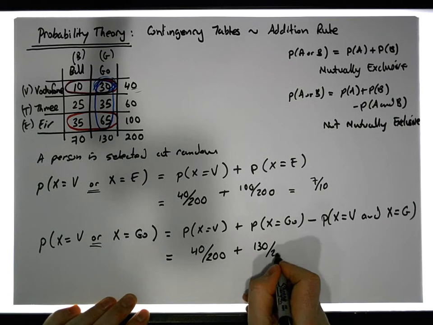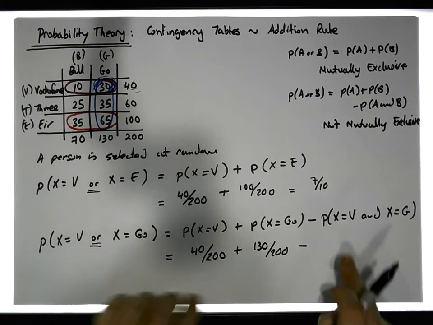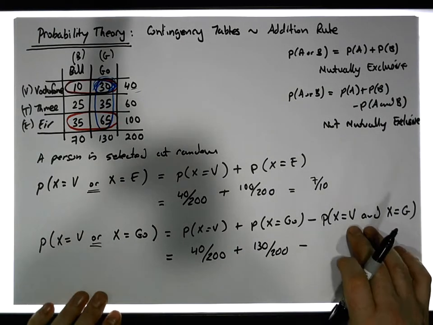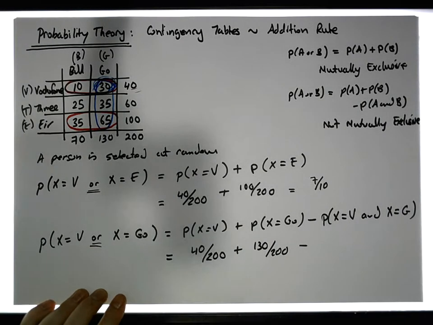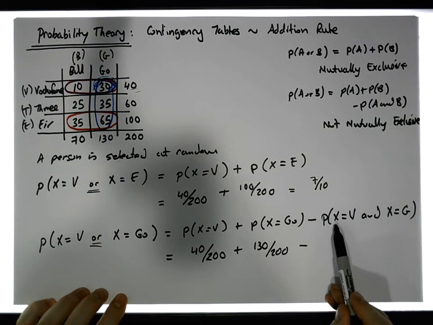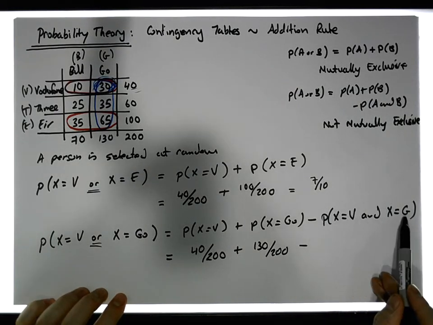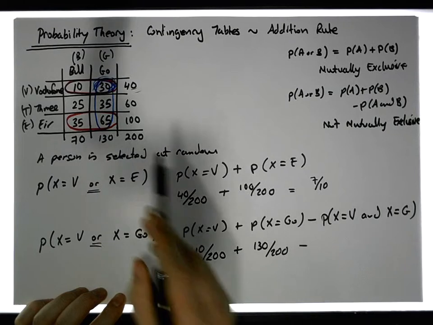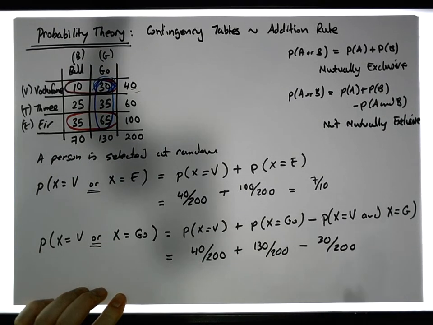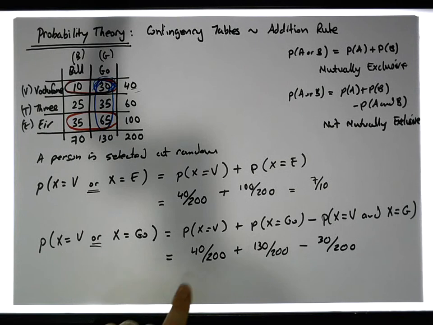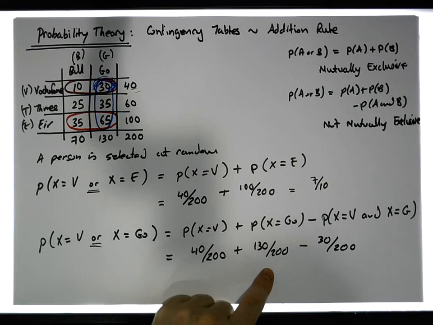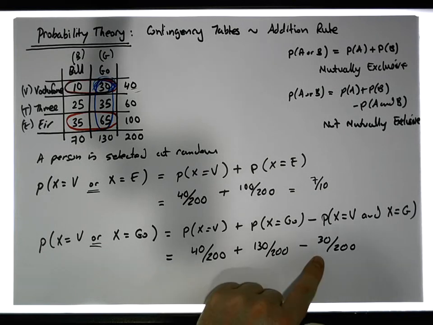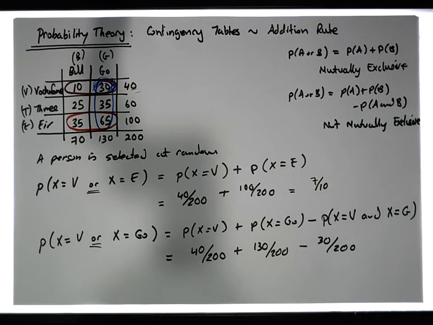Okay, now. And then we have to take away this probability here. Now there's two ways to calculate this probability. We can calculate it directly from the contingency table. By just looking at the people that are Vodafone and Go customers. The people that are Vodafone and Go customers are these 30 people here. So that's 30 people out of 200. So we need to take away 30 out of 200. So in this situation, what we have is 40 divided by 200, plus 130 divided by 200, minus 30 divided by 200, which gives us a total of, in this case, 7 out of 10.